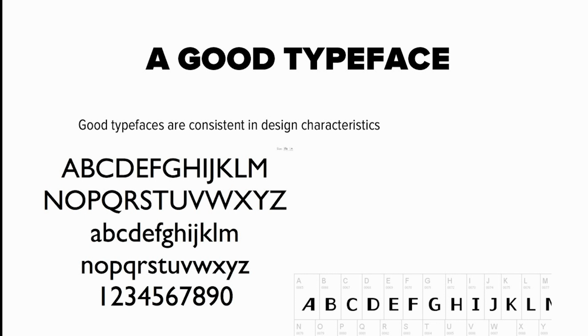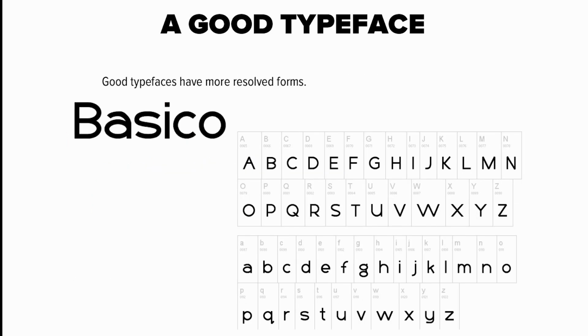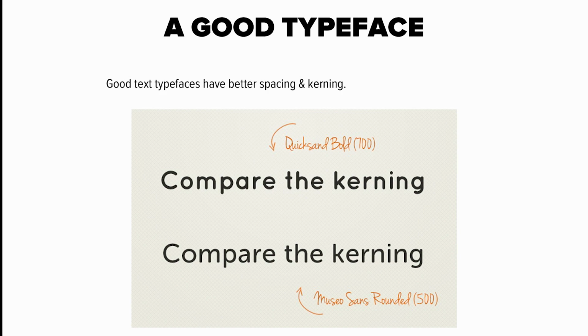A good typeface is consistent in the design of its characters. Good typefaces have optical compensation and even color. Good typefaces have more resolved forms, and good typefaces have better spacing and kerning as well.